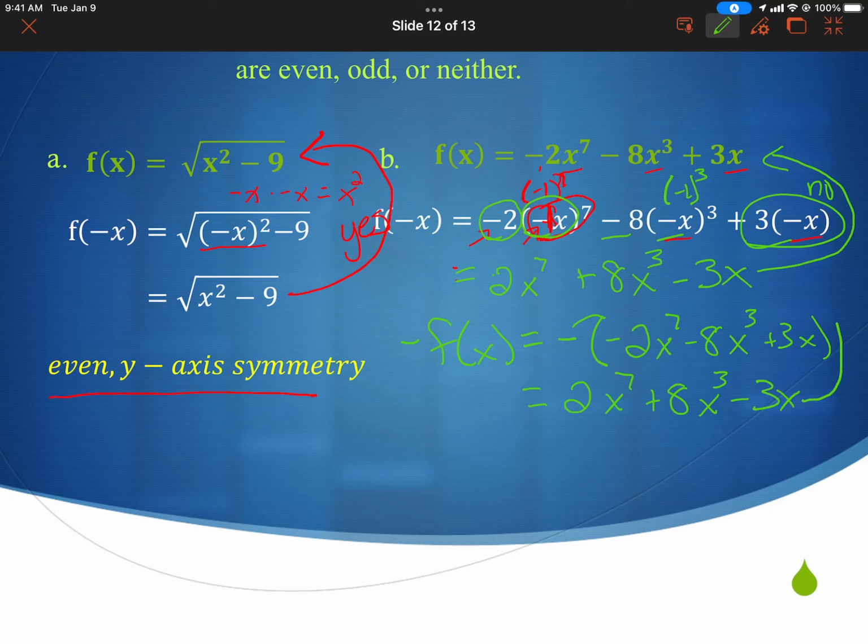Now I compare this to what I simplified up here. Are those equal? The answer is yes. So when those are equal, then I know that my function is odd and I have origin symmetry. Okay, so that was an example of our origin.